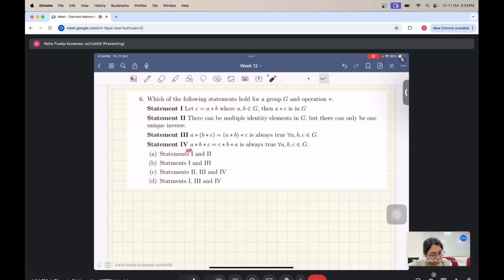And the fourth statement is that A star B star C should be the same as C star B star A, for every element A, B, C. So maybe take a pause for some time and think about which of these could be true.